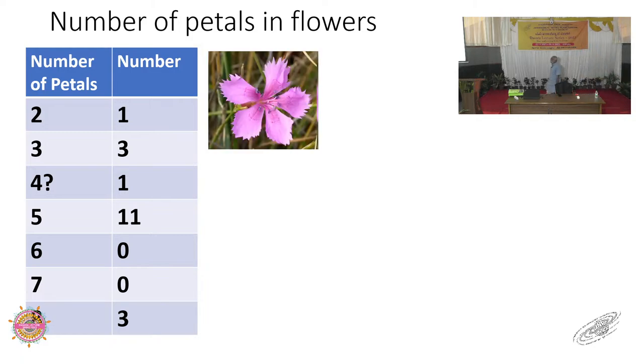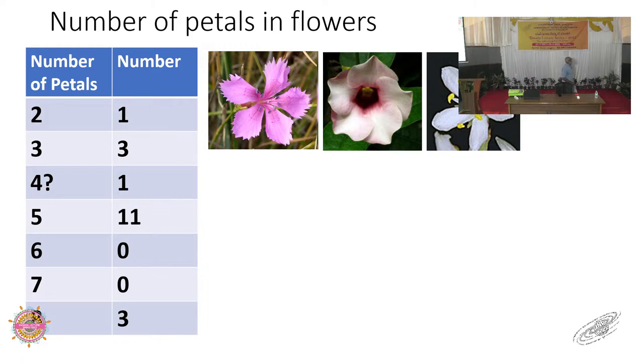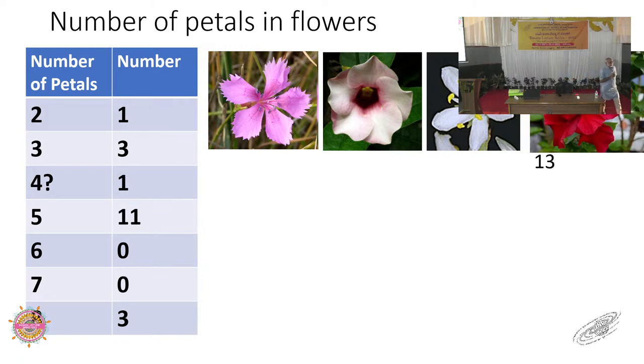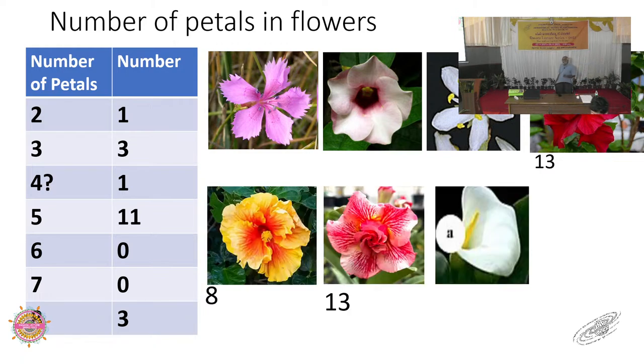Again, another flower. How many? And then there are 13 petals in that. Okay? And then there are eight in this. There are 13 in this. And how many are there in that? Only one. In other words, if you see the list that we have already made, it is almost correct, except that we are adding some 13 petals and 8 petals also frequently.